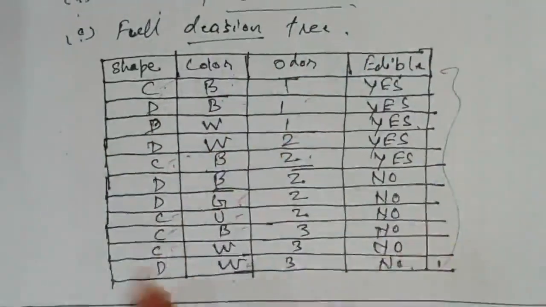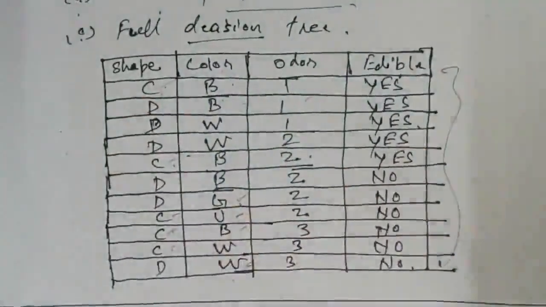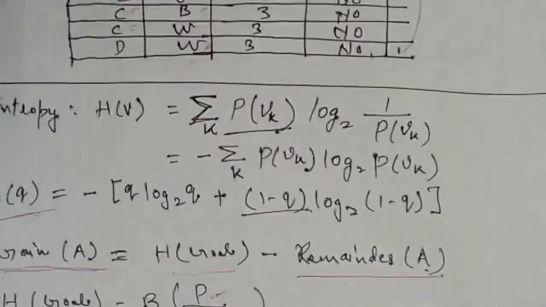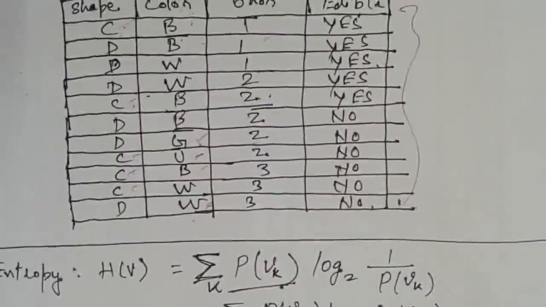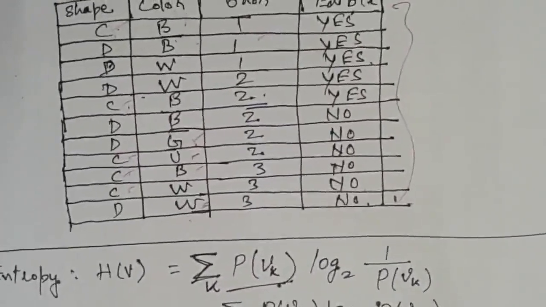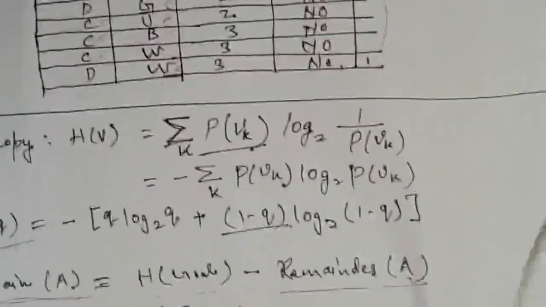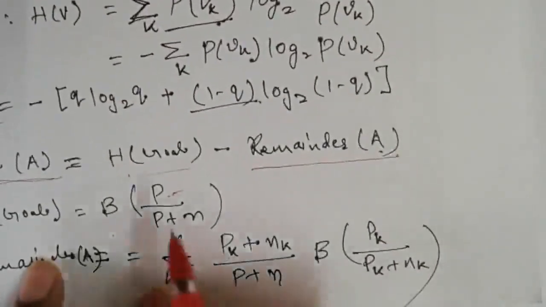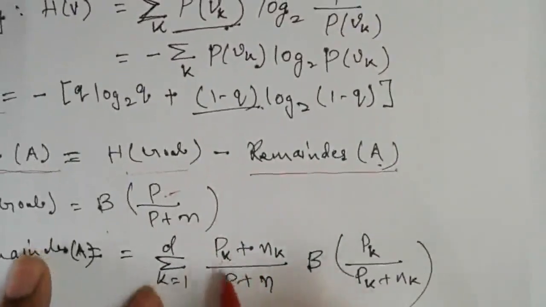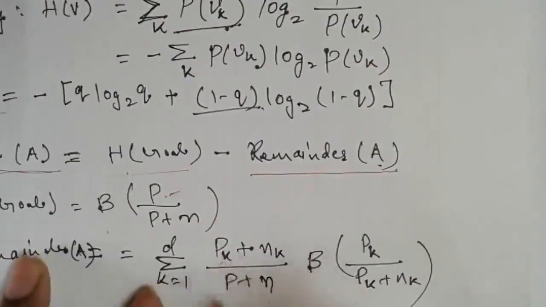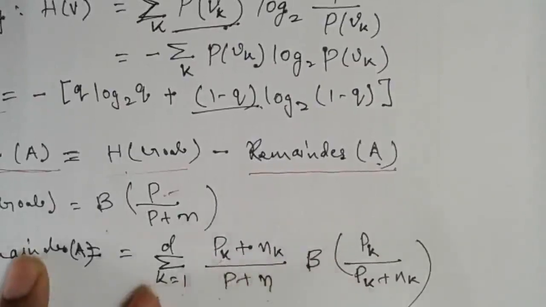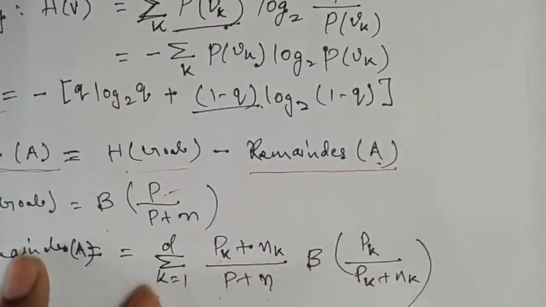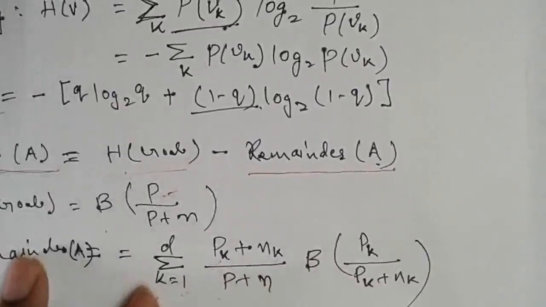So in this reduced decision tree, what will be the number of positives? That will be the value of Pk. And in this reduced decision tree, what will be the number of negatives? That is the Nk. So if you try to find what this expression Pk plus Nk over P plus N means, this expression gives you only the probability that this value is selected.